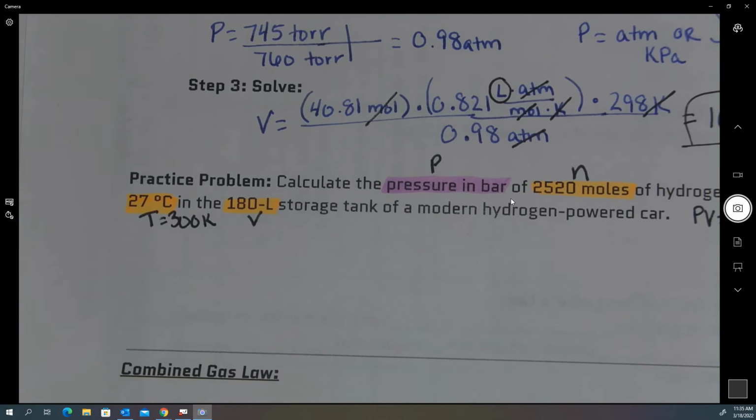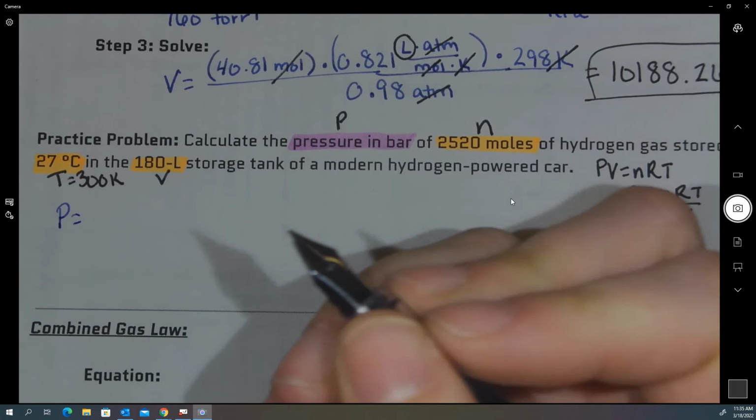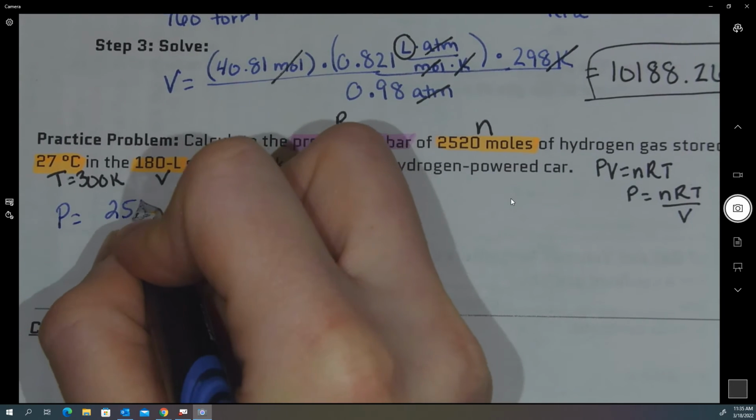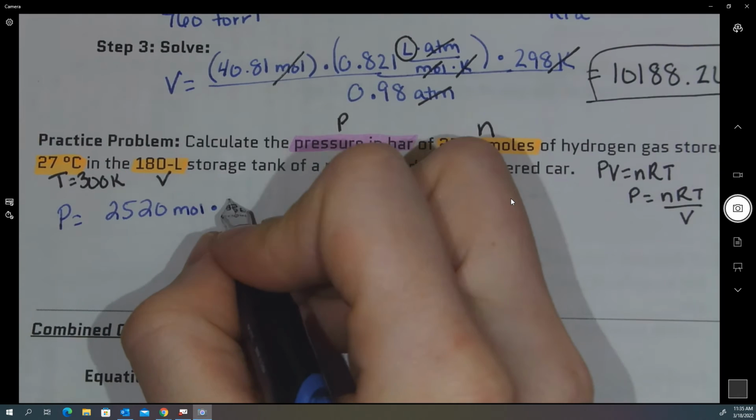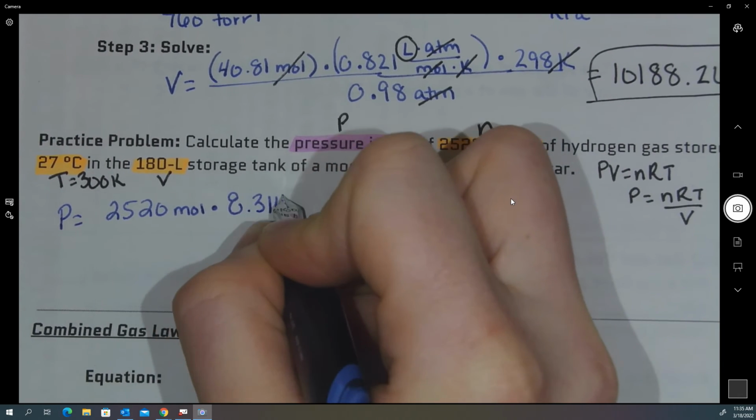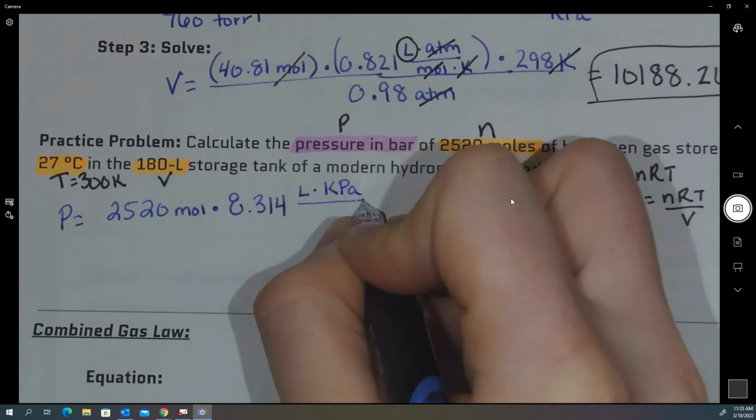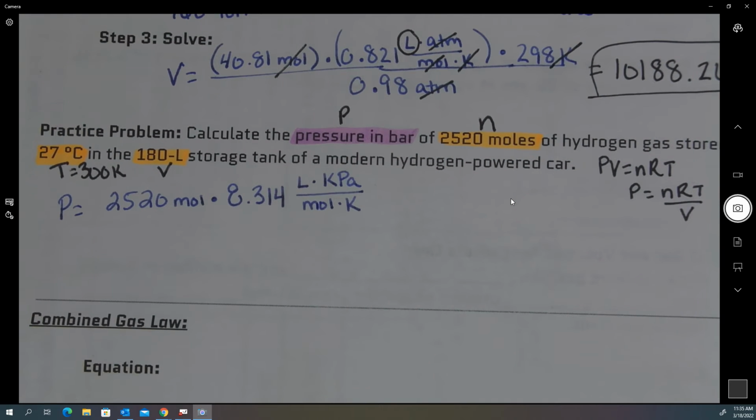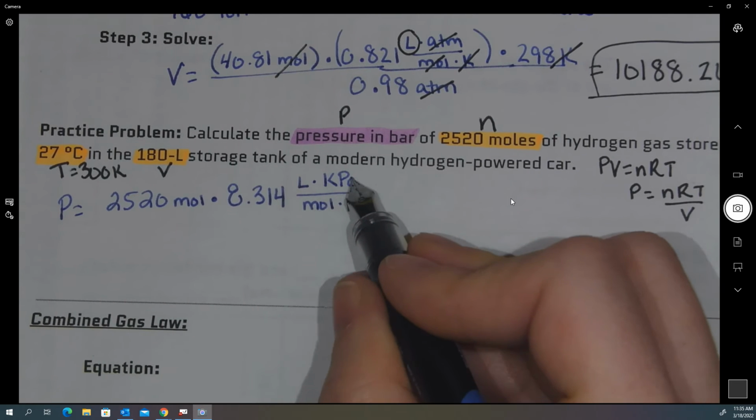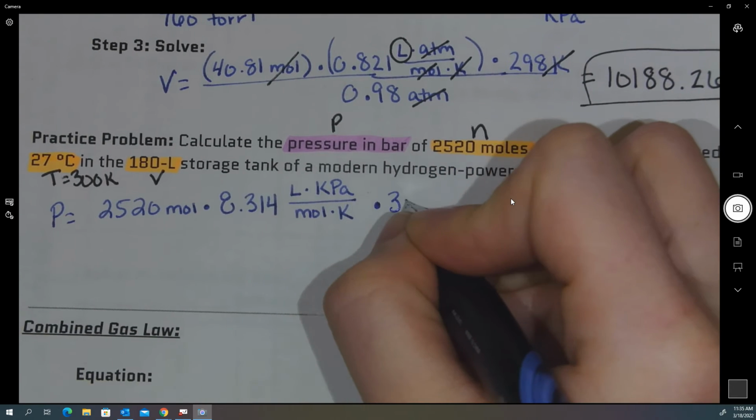So I'm going to start plugging this into my equation. Pressure is equal to the number of moles, 2,520 moles, times our R value, 8.314, in liters times kPa over moles times Kelvin. The R value is always volume times pressure over mole times temperature. The only thing that's ever going to change is either your kPa or ATM, and obviously your front number. And then lastly, we have our temperature of 300 Kelvin.